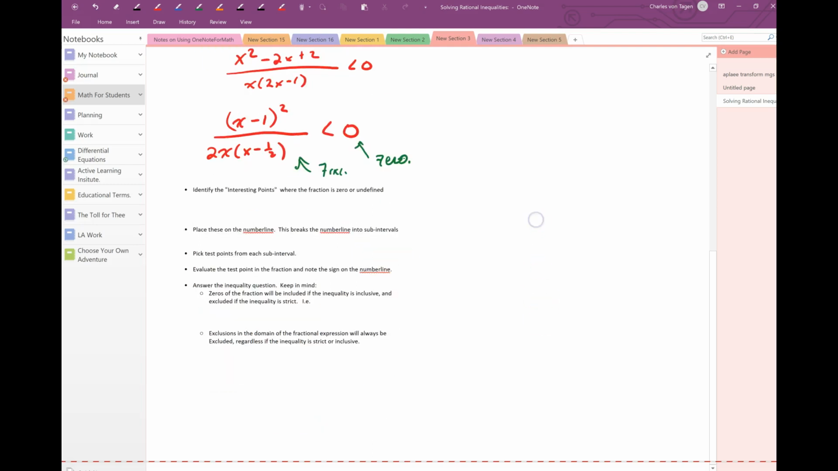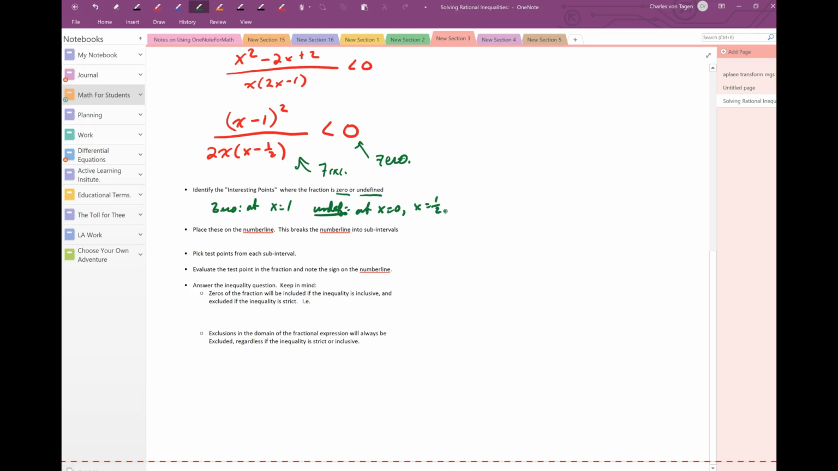So then we identify the interesting points. Where is the fraction either 0 or undefined? Well, the fraction is 0 at x equals 1, and it's undefined at x equals 0 and x equals 1/2.